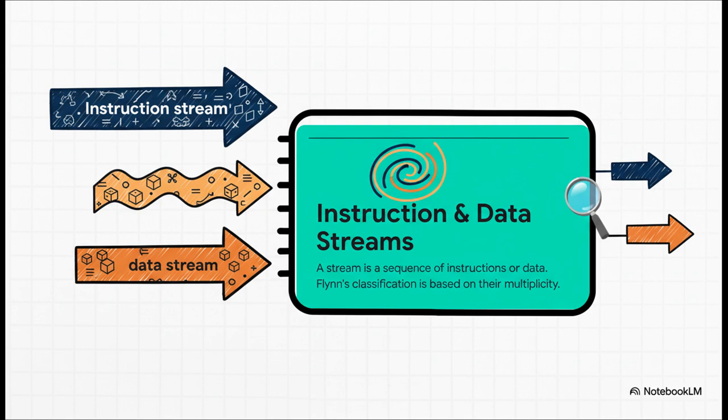A computer is always juggling two kinds of flows, or streams. You've got the instruction stream. That's the sequence of commands like add this or load that. And then you have the data stream. That's the actual stuff, the numbers and information that those commands work on. Flynn's entire system boils down to one question: how many of each stream can a machine handle at once?